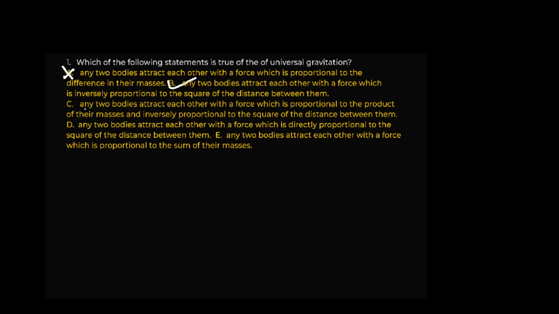But let's check other options. Maybe there is one that is more perfect than this. C, any two bodies attract each other with a force which is proportional to the product of their masses and inversely proportional to the square of the distance between them. Which one is more perfect? This one. So C is more perfect, it means we can't go with option B.